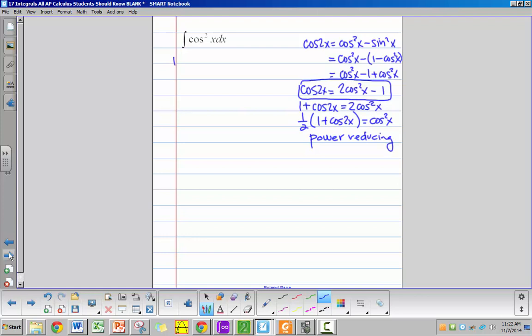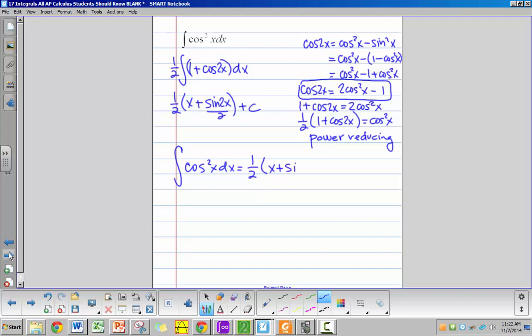All right, so I'm going to say this is 1/2 times the integral of 1 plus cosine of 2x dx. And integrating that, just like they did the other one, this is 1/2 x plus sine 2x over 2 plus c. So the integral of cosine squared x dx is equal to 1/2 x plus sine 2x over 2 instead of x minus sine 2x over 2, which is the sine squared.